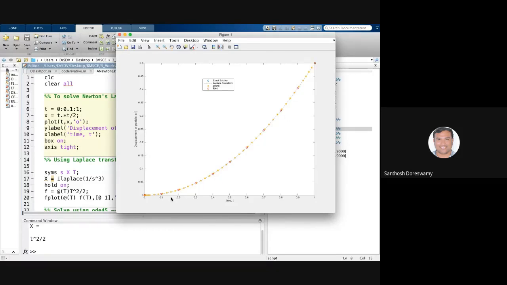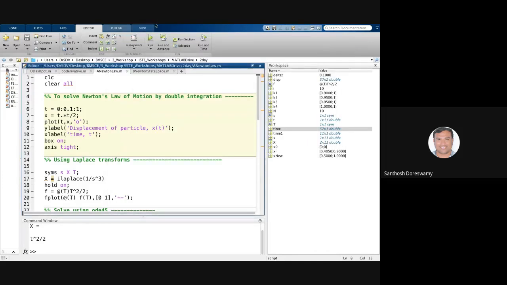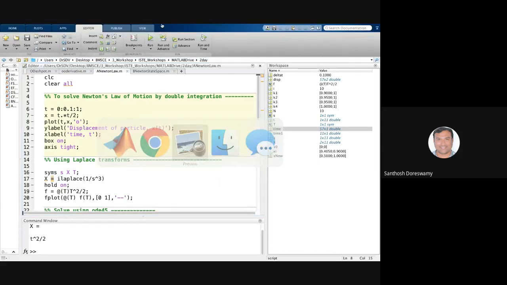So you will have a numerical solution from ODE45 and RK4, and you have the exact solution from your double integration, and you can also use dsolve, or you can also use the Laplace transform. Okay, so in this way you have accomplished how to solve a differential equation from Newton's law using 4 methods. Okay, all right. So next, we'll take some more case studies.